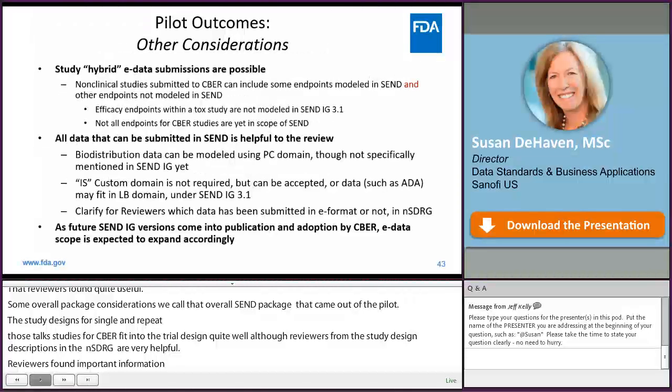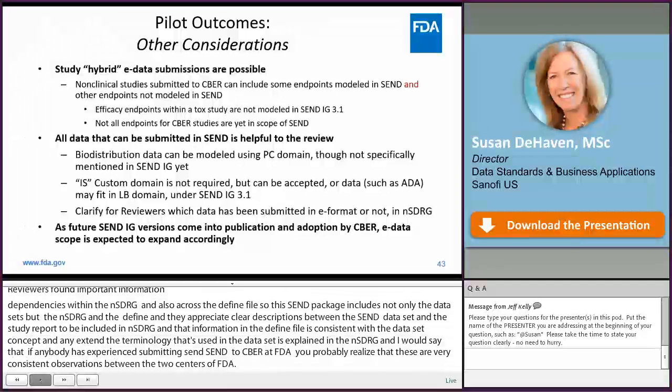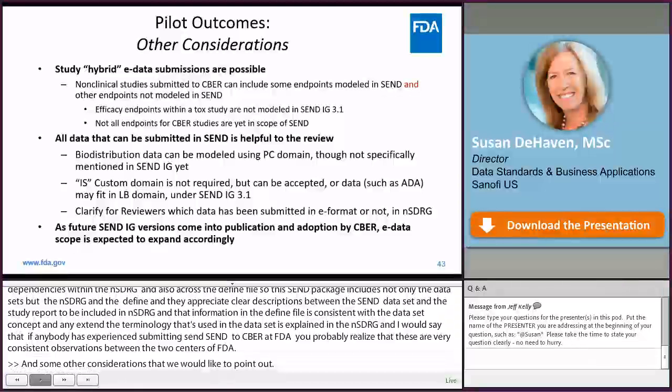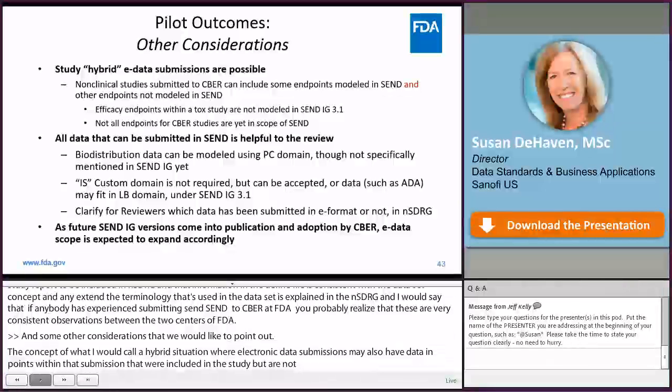And some other considerations that we'd like to point out. The concept of what I would call a hybrid situation, where electronic data submissions may also have data endpoints within that submission that were included in the study but are not providing electronic data. This is possible. Non-clinical studies submitted to CBER can include some endpoints modeled in SEND and other endpoints that were in the study but are not modeled in SEND.